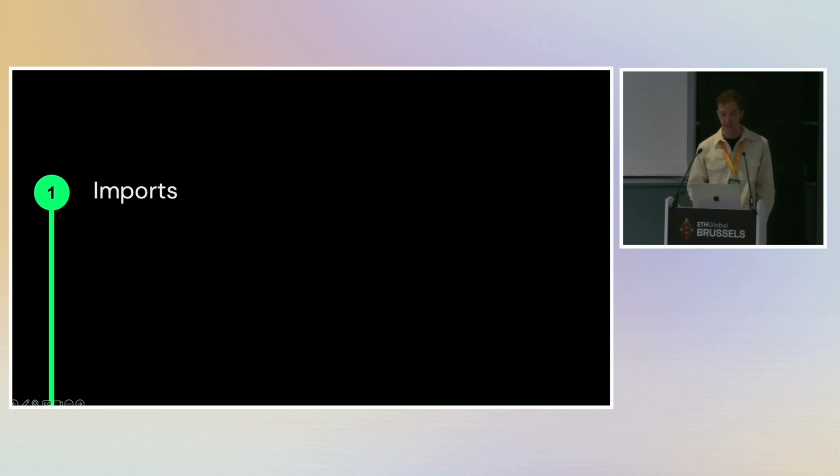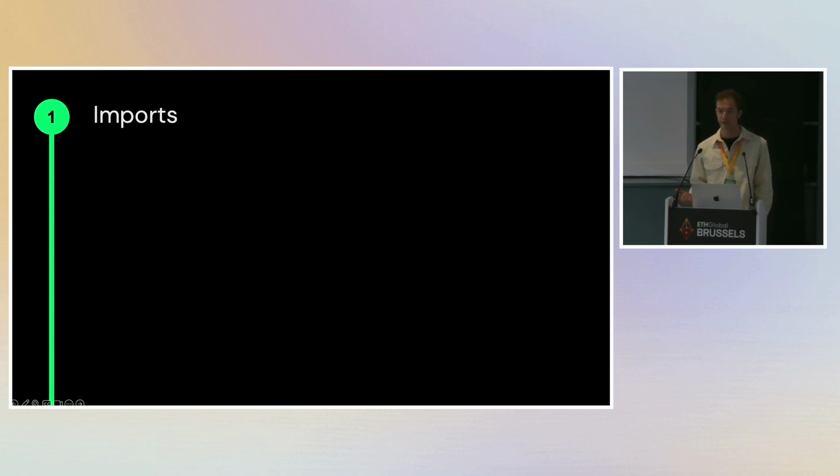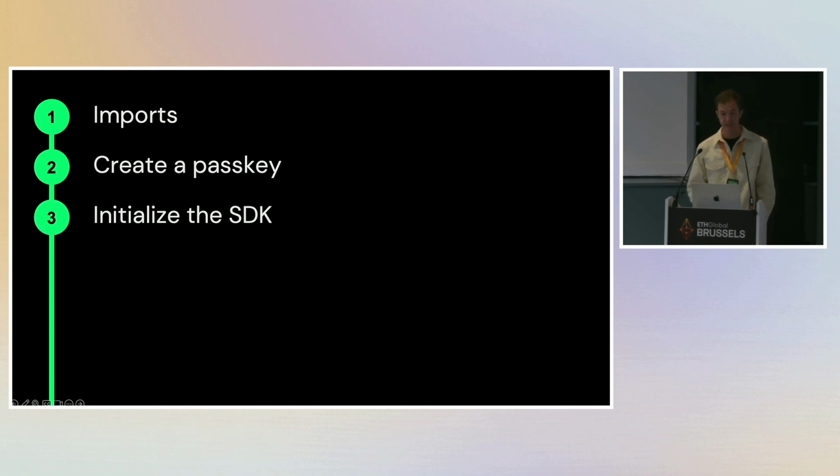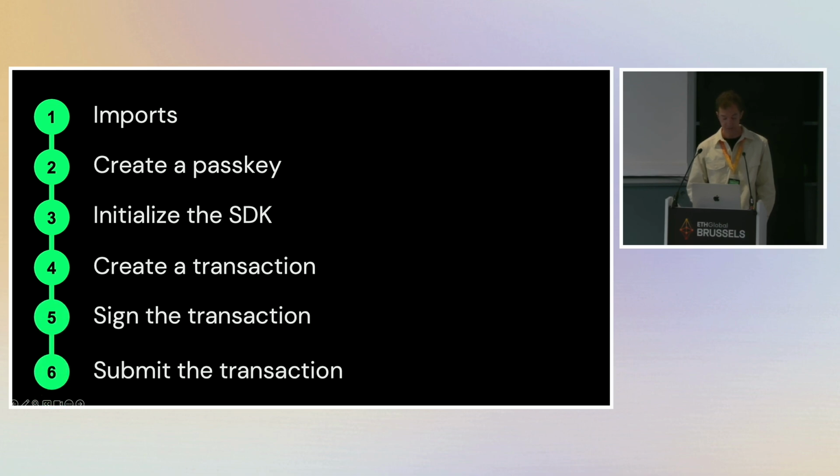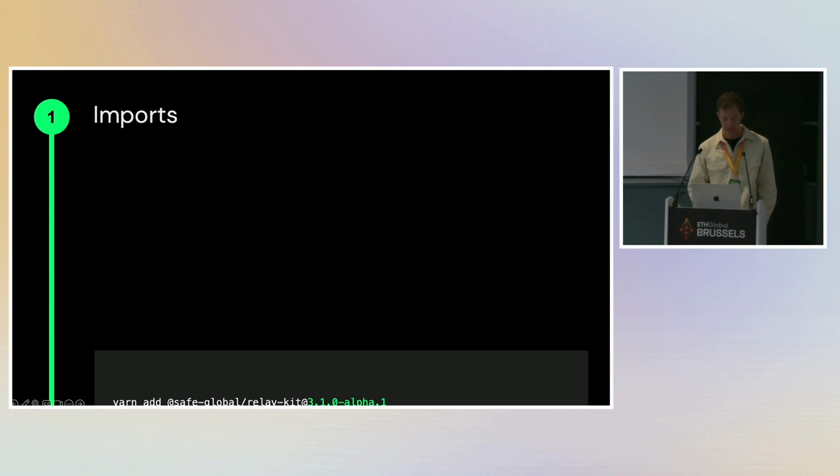And what are the different steps that you will need to follow in order to integrate Passkeys in your Safe account? First of all, some imports you need to do. Creating a passkey using the WebAuthn API from the browser. Initialize the SDK, create a transaction, sign the transaction with the passkey, and submit the transaction. So let's see all of them.